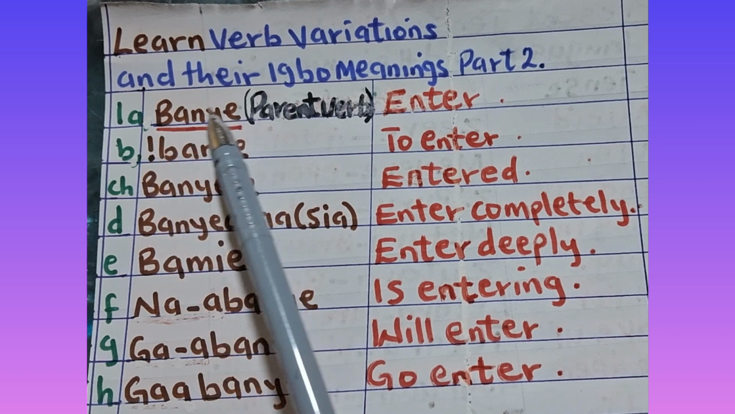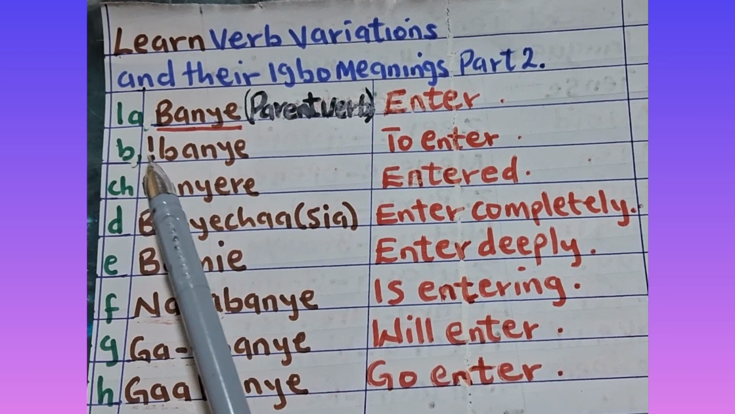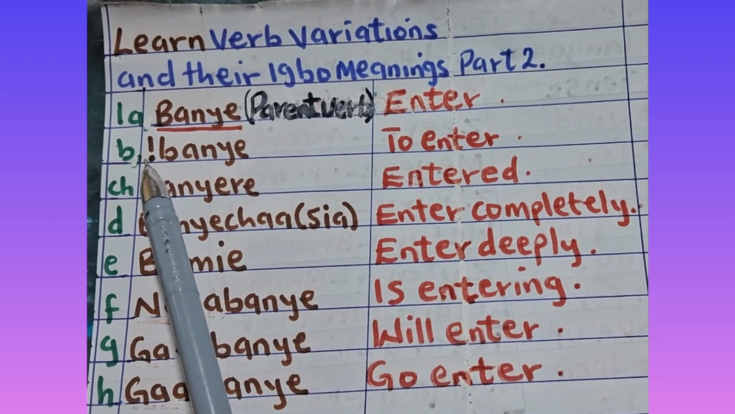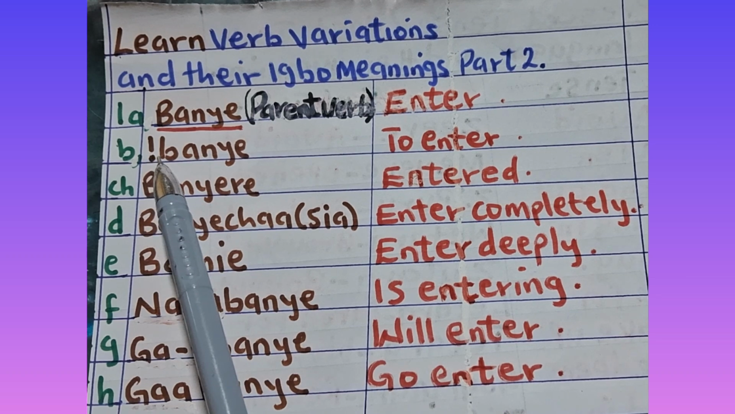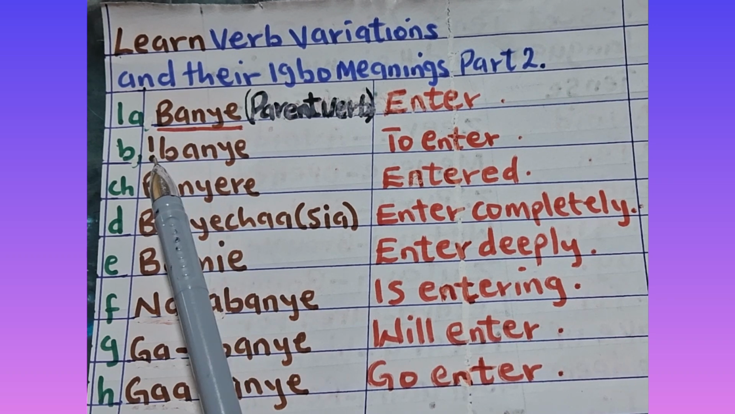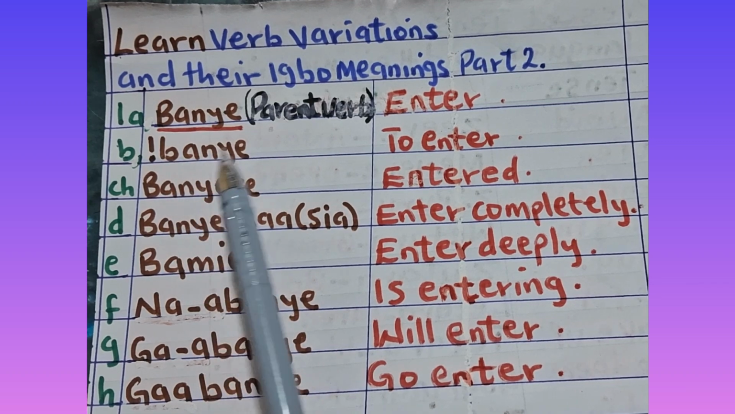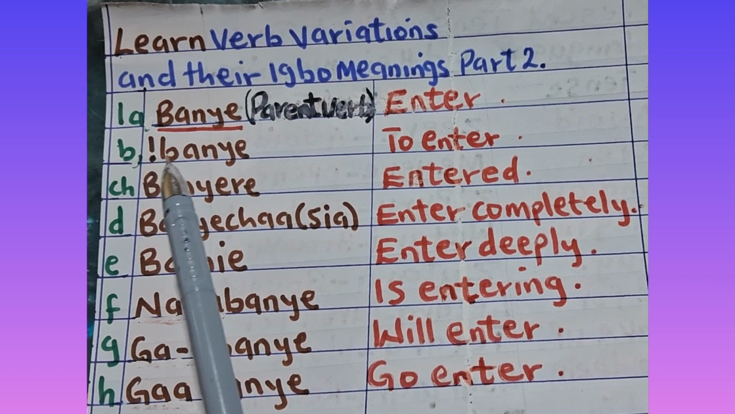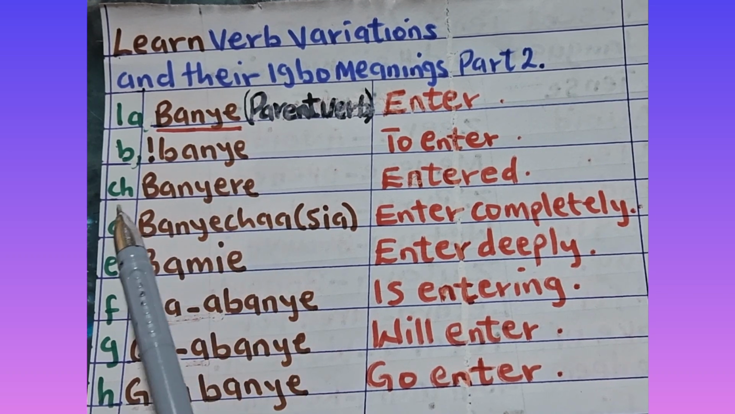For example, banye means enter. Number B, ibanye, to enter. You can see that we add I as our prefix to this banye. We add it before banye to change it, ibanye, to enter. We have seen that this I has made this banye vary from banye to ibanye.